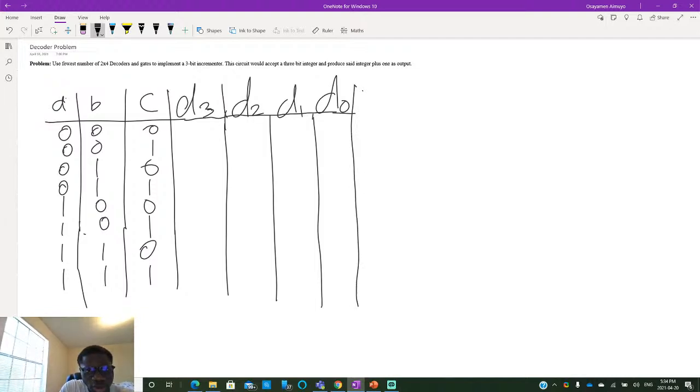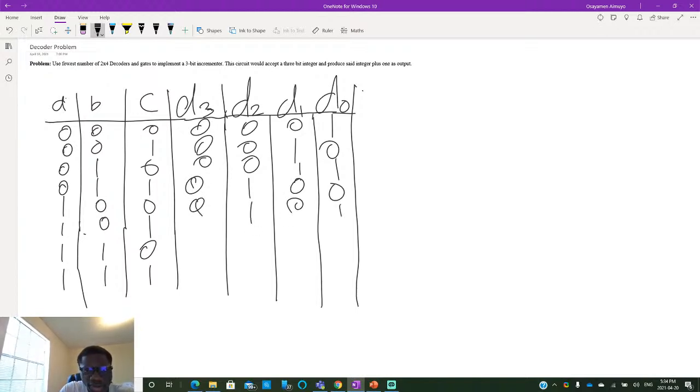So for this, if we add 1 to 0, we get 1. Add 1 to 1, we get 2. So this is basically just the next combination for each of the inputs, right? So if we add 1 to 2, we get 3. And this is 4, 5, 6, 7.